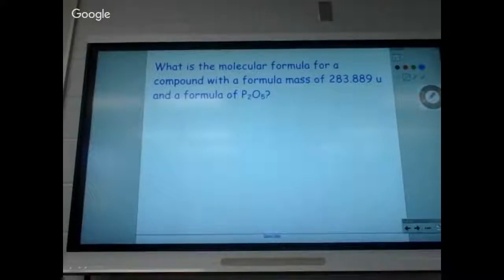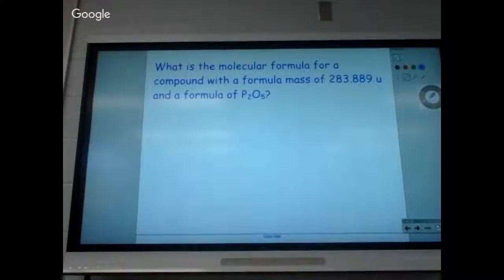So what's the point of finding molecular formula? We don't need it, but it's a skill that's required. Is it just because chemistry is complicated?